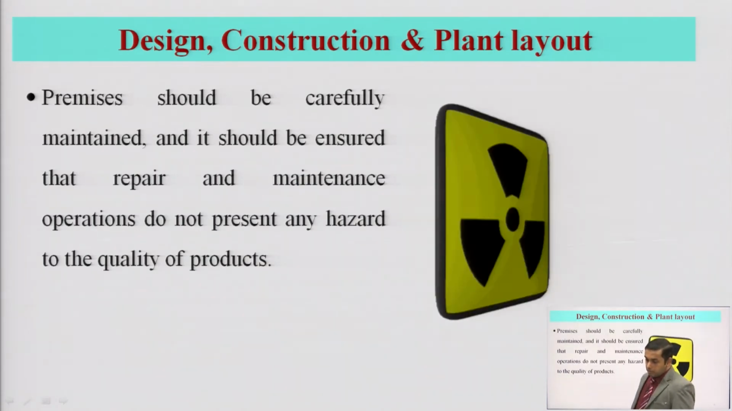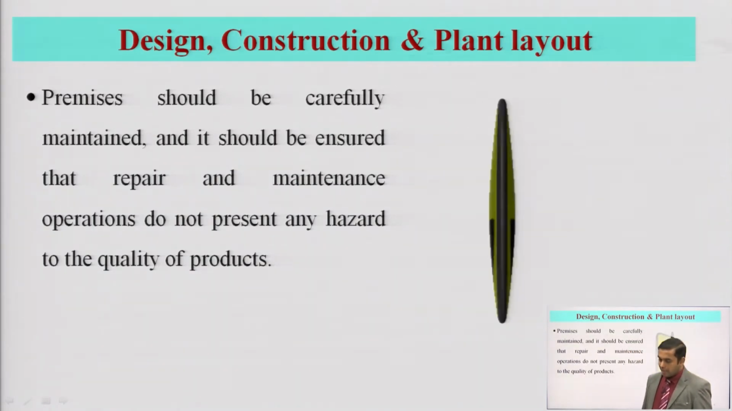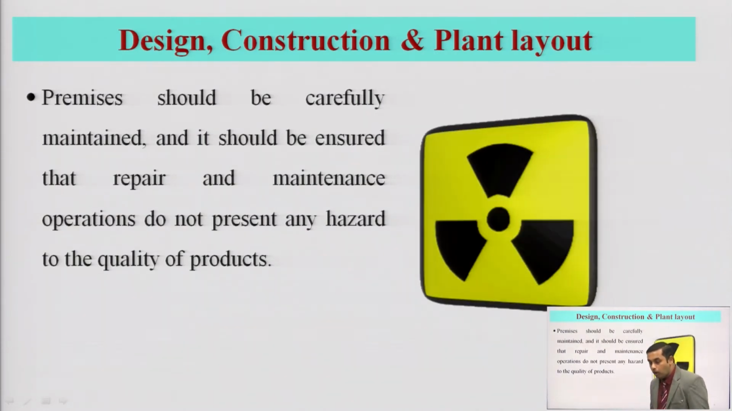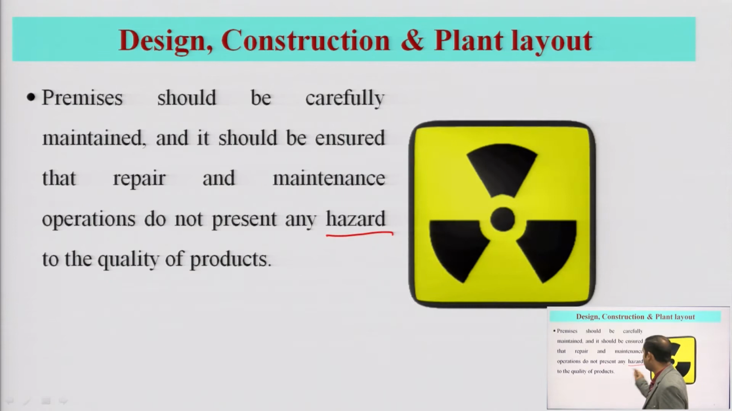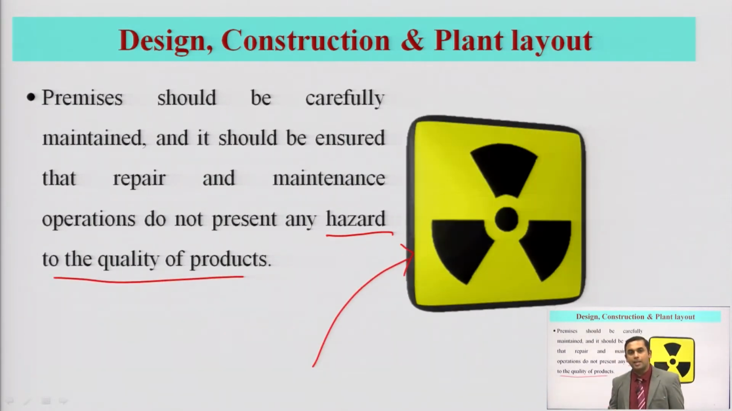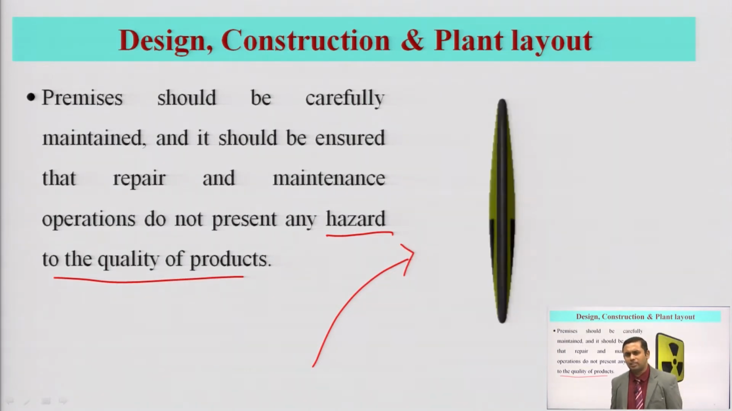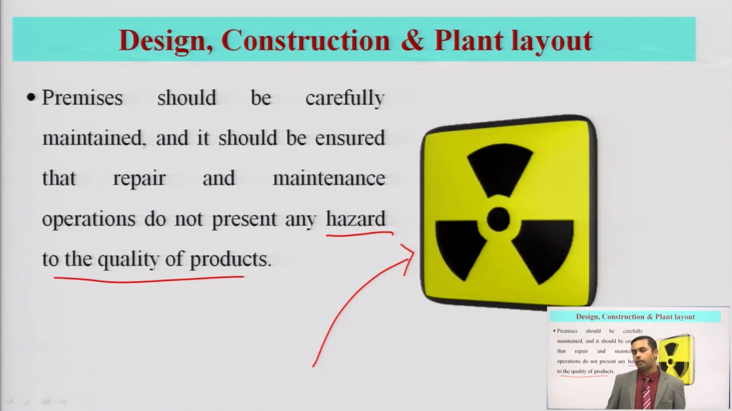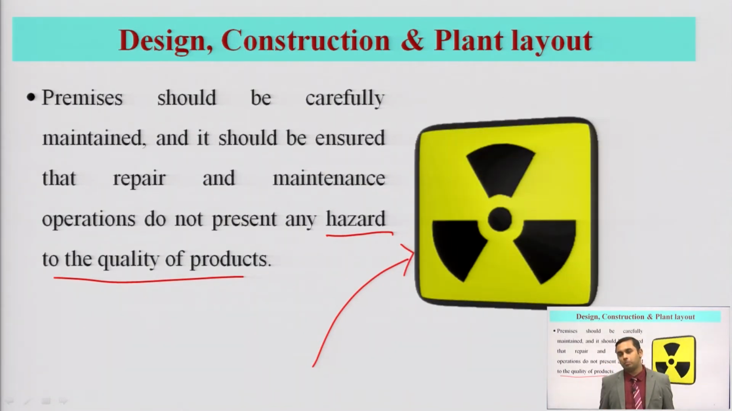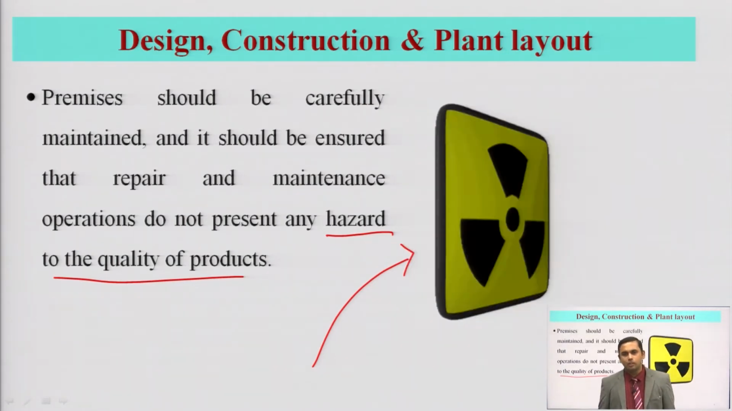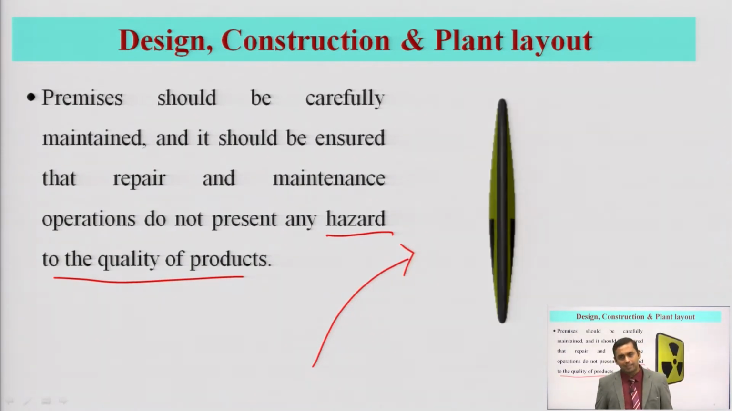Also, premises should be carefully maintained, and it should be ensured that repair and maintenance operations do not present any hazards to the quality of the product. Hazards are very dangerous. Hazards will create a great problem, not only for your product, but also for your working people, those working for you in production, quality control or quality assurance. Those workers will suffer because of the hazards.